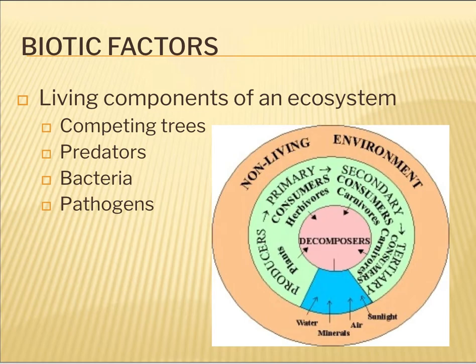Number one, made of one or more cells. Number two, obtains and uses energy. Number three, grows and develops. Number four, senses and responds to change. Number five, has the ability to reproduce. And last but not least, has DNA or RNA or both. These biotic factors in an environment range from the tiniest bacteria to a large cluster of trees competing for sunlight in a rainforest.